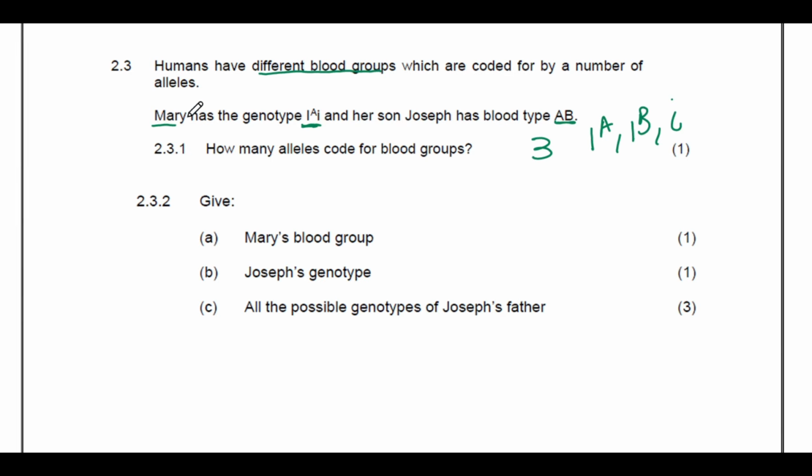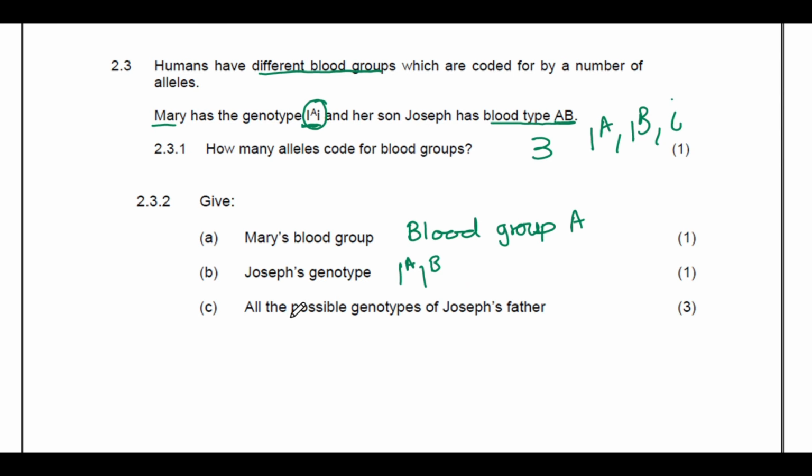They have told you that Mary's genotype is IAi. This is a heterozygous genotype for blood group A. So Mary's blood group is A. Joseph's genotype. They've told you that Joseph is blood group AB. Now that means his genotype is IA and IB.